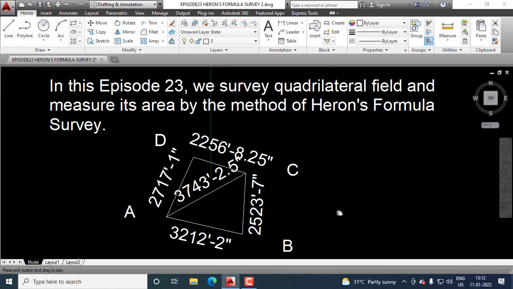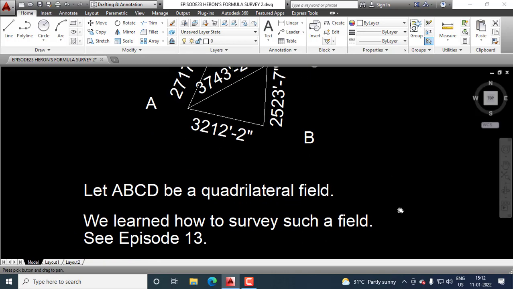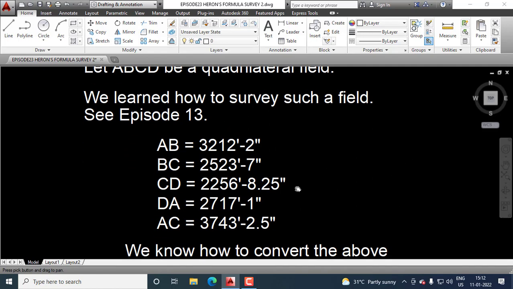So we surveyed this field. The quadrilateral field is ABCD. We know how to survey this field, and we recorded the measurements of every line along its direction. Let ABCD be a quadrilateral field. We learned how to survey such a field. See episode 13. So the measurements are noted here also.